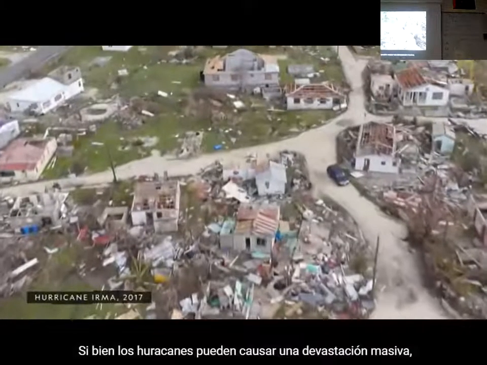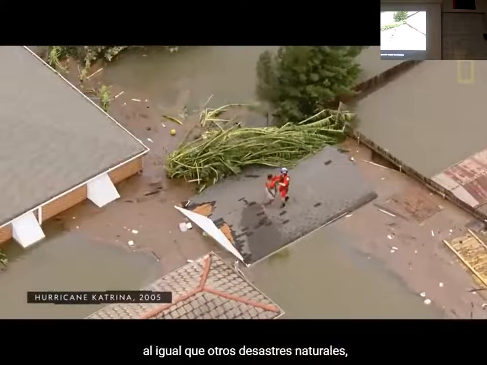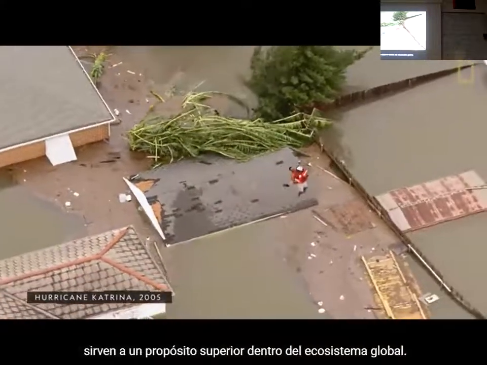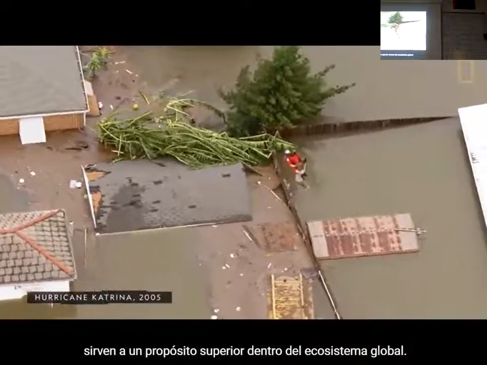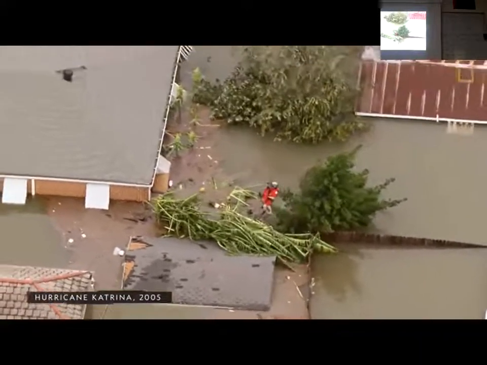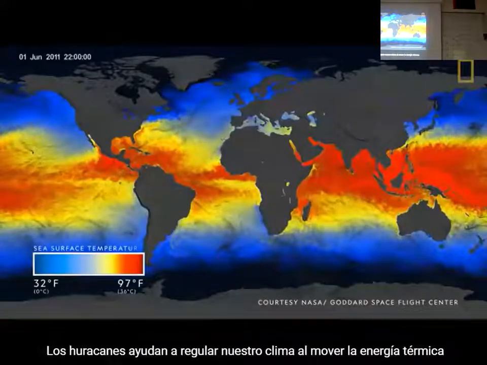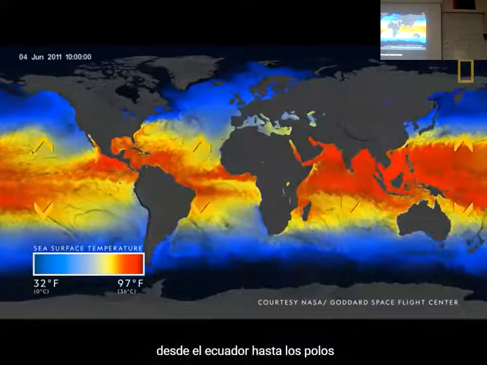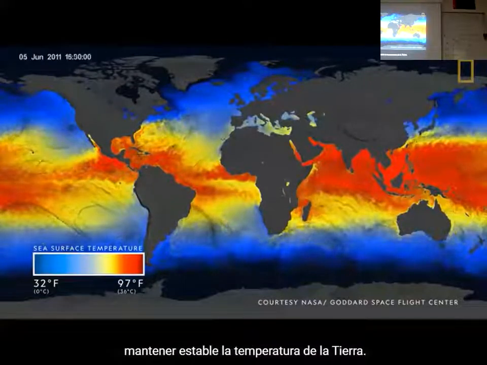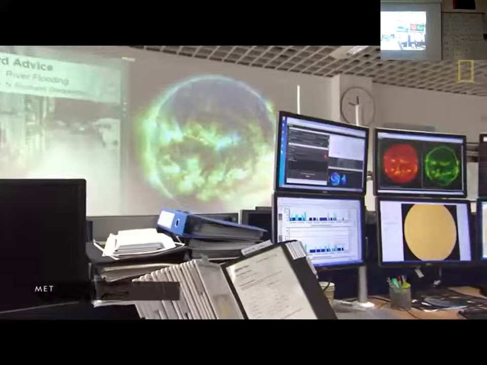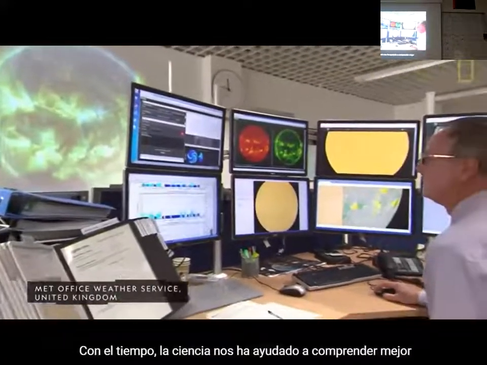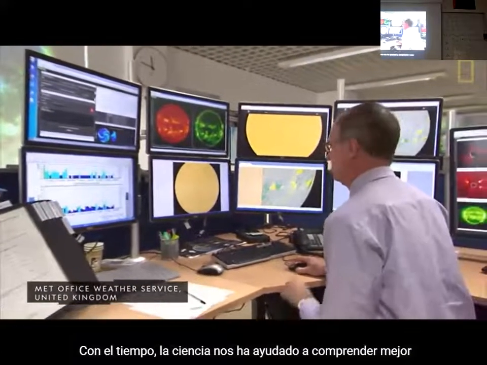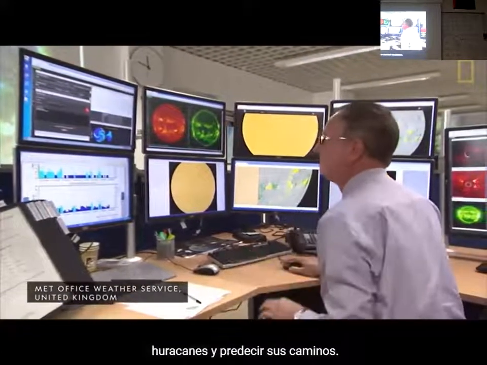While hurricanes can cause mass devastation, just like other natural disasters, they serve a higher purpose within the global ecosystem. Hurricanes help regulate our climate by moving heat energy from the equator to the poles, keeping the Earth's temperature stable. Over time, science has helped us to better understand hurricanes and predict their paths.